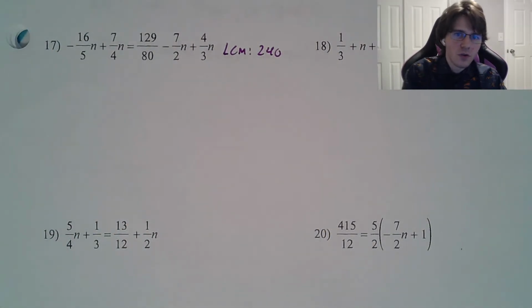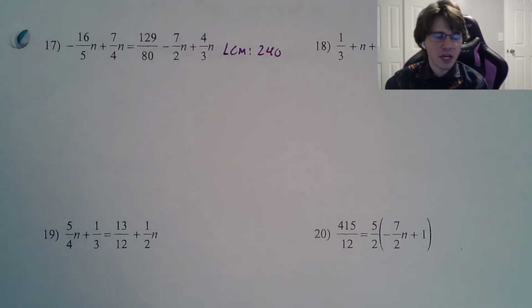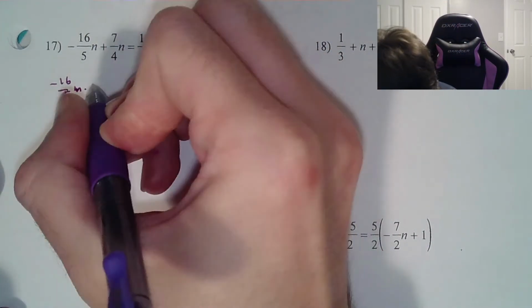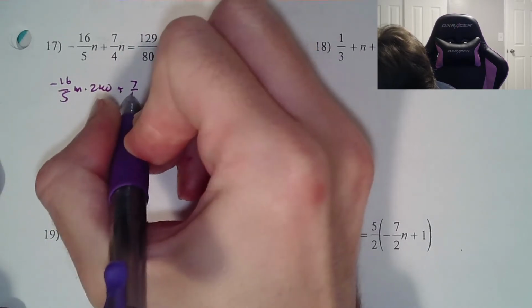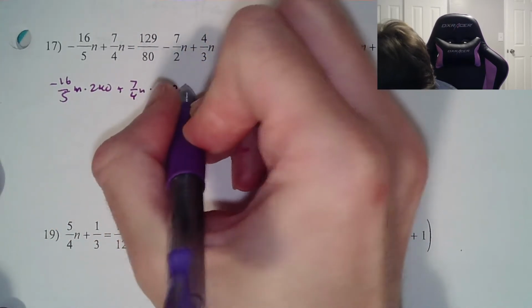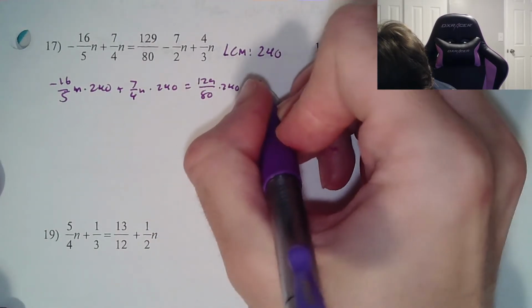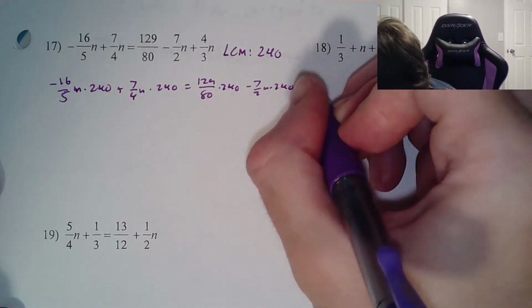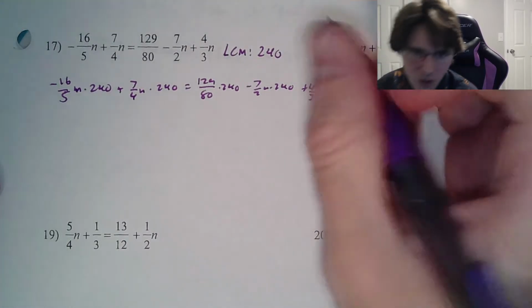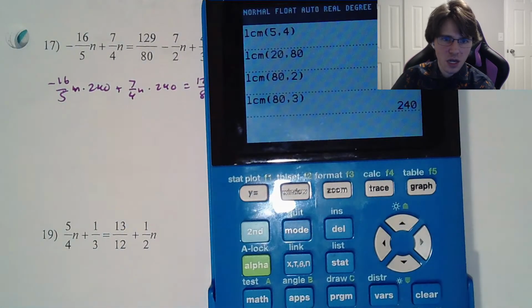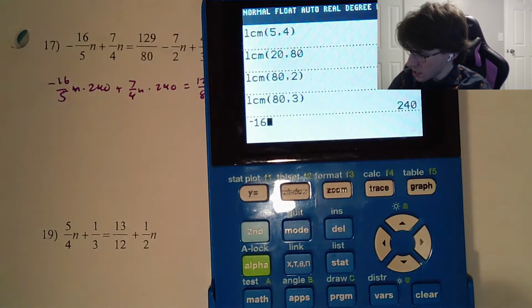This one right here. So we are doing the LCM. Once you've found the LCM, you need to multiply every single term in the problem by that LCM. So we are doing negative 16 over 5n times 240, plus 7 over 4n times 240, equals 129 over 80 times 240, minus 7 over 2n times 240, plus 4 over 3n times 240. Holy moly, so much work. Yet again, we are going to use our calculator to do the multiplication.